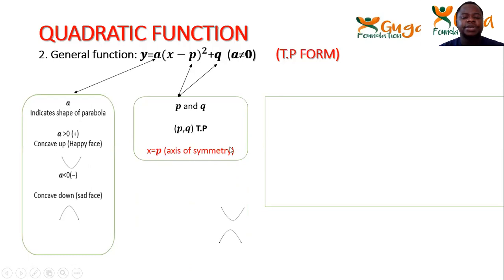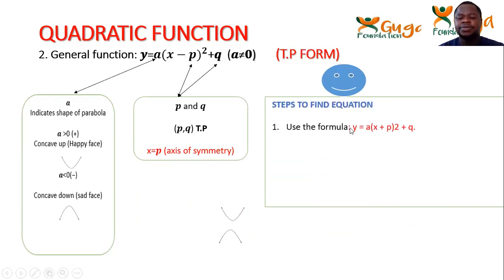And then x is equal to p, we call it the axis of symmetry. Remember, I said the axis of symmetry is defined by x equals negative b over 2a. Now, very important: steps to find the equation. Step one, use the formula y equals a(x minus p) squared plus q.